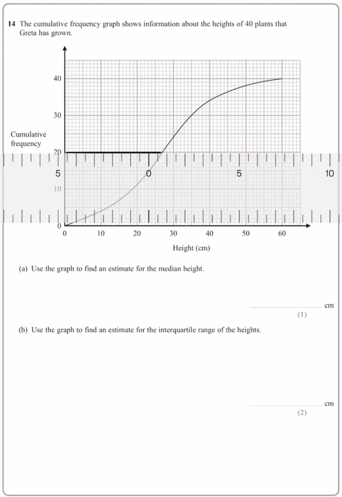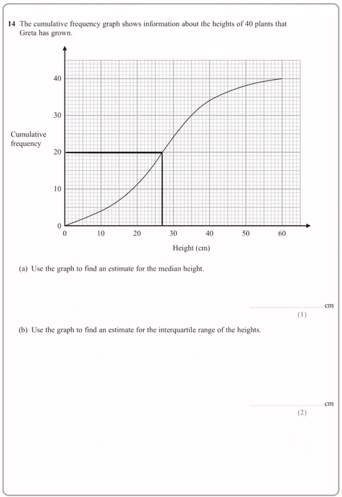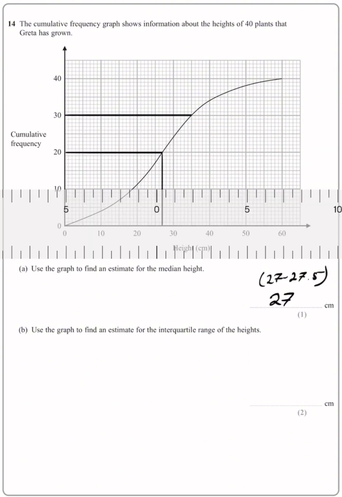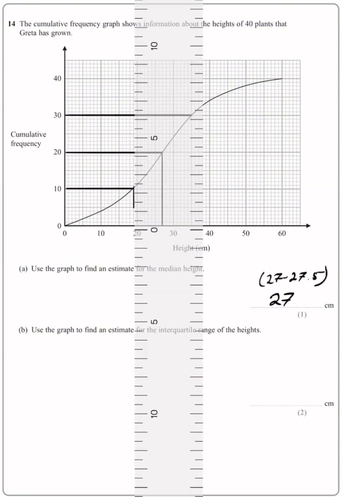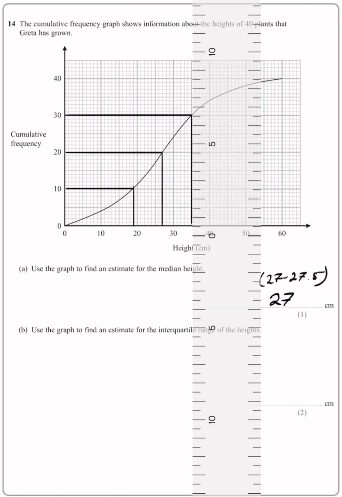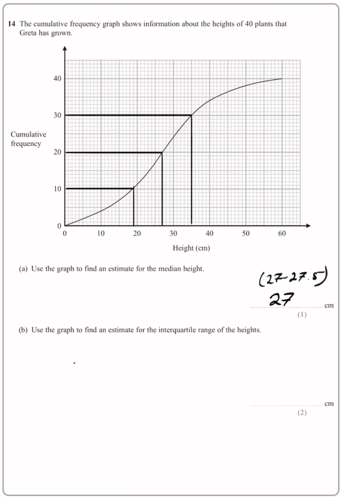Question 14. The median, well, we've got 40 bits of data, so the median's at 20. Read off the value at 20. I got 27. Anything between 27 and 27.5 is acceptable. For the interquartile range, we're going to draw horizontal lines at 10 and at 30, and then read off the corresponding heights for those. I got 35 and 19, and then subtract the lower quartile from the upper quartile to get 16. So the interquartile range, anything between 15.5 and 17.5 is acceptable.